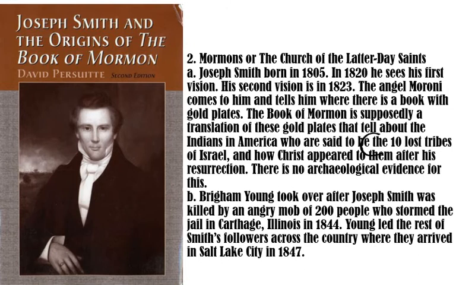Next we have Brigham Young, who took over after Joseph Smith was killed by an angry mob of 200 people who stormed the jail in Carthage, Illinois in 1844. Young led the rest of the Smith followers across the country, where they arrived in Salt Lake City in 1847.